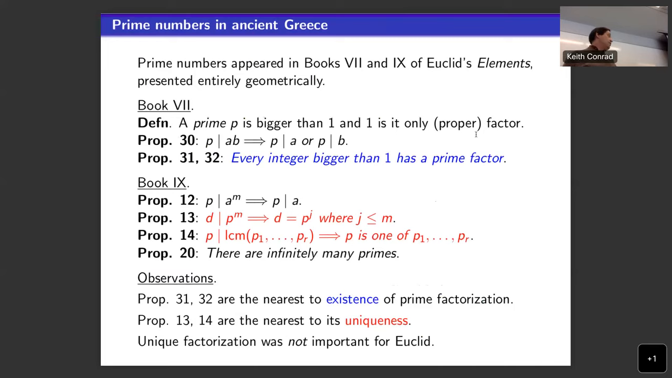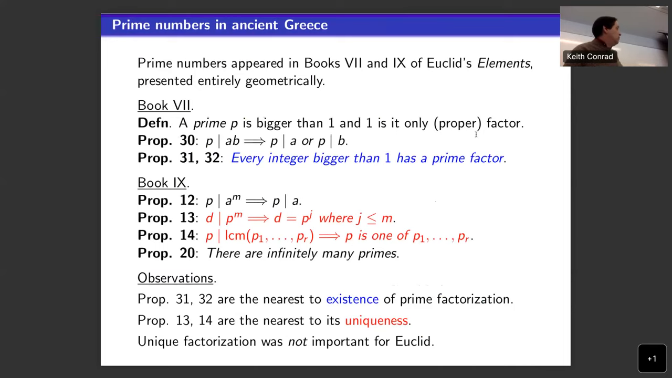And then maybe the most famous result in the Elements about prime numbers is that there are infinitely many primes, but that's not something that we're going to be concerned with today. And if you look at these results, you notice that none of them say that every number has a prime factorization. So this one comes closest. Every number has a prime factor, and so by induction, you can get a product of primes, but Euclid did not actually state the result as every number having a prime factorization.